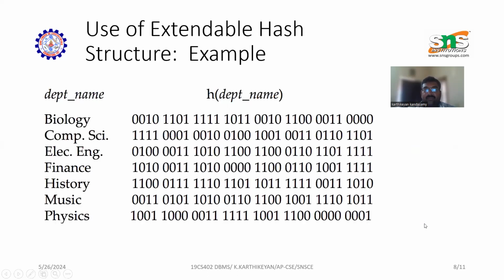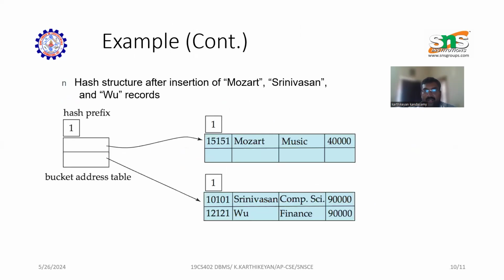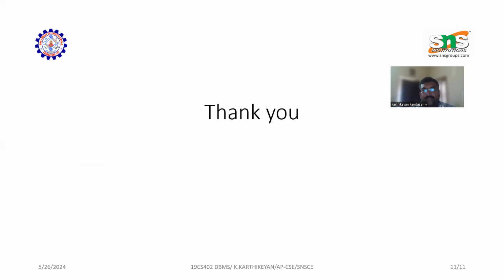So this is one example, with department name and hash of department name: biology, computer science, electrical engineering, finance, history, music, physics. In this example, hash prefix 0, the bucket address table, and bucket 0 is available. You can enter the values. Hash prefix 1, bucket address value. I have chosen the records, and you can update them one by one in the hash function. And thank you.